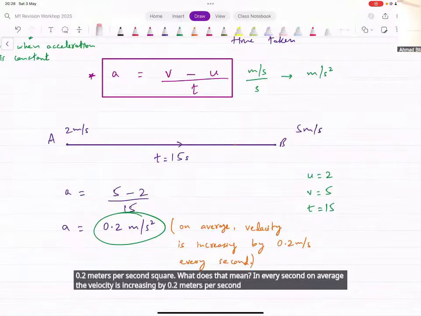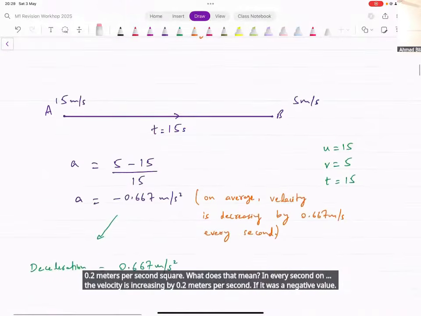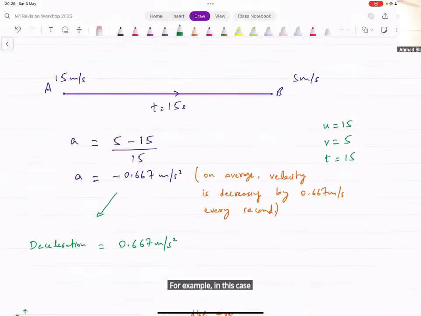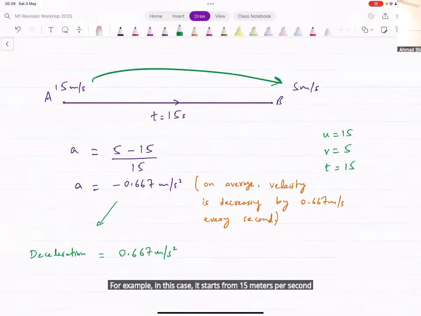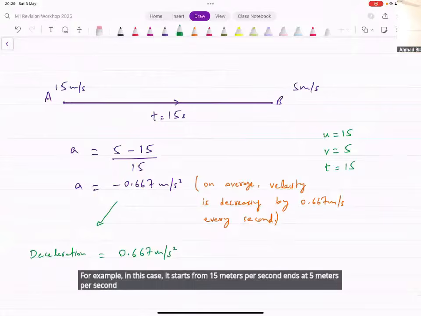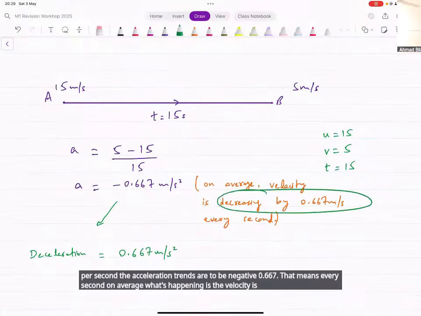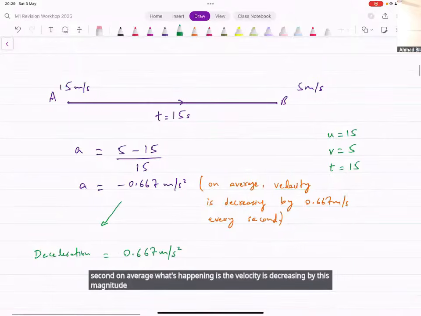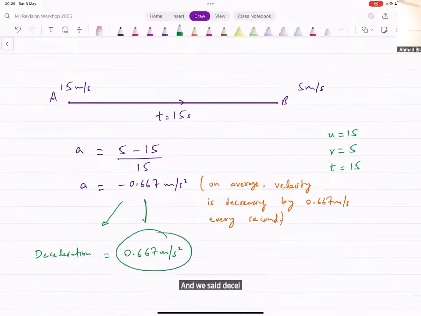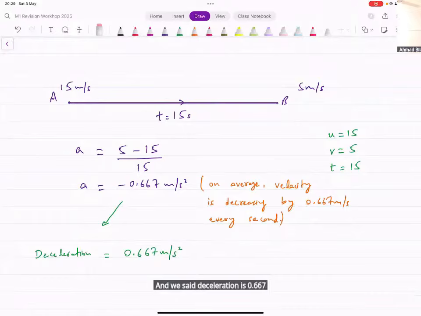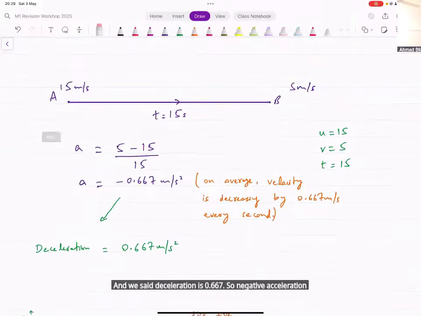If it was a negative value, for example, in this case, it starts from 15 meters per second, ends at 5 meters per second, the acceleration turns out to be negative 0.667. That means every second on average, the velocity is decreasing by this magnitude, and we say deceleration is 0.667. So negative acceleration, we can write that as deceleration as well. Okay.